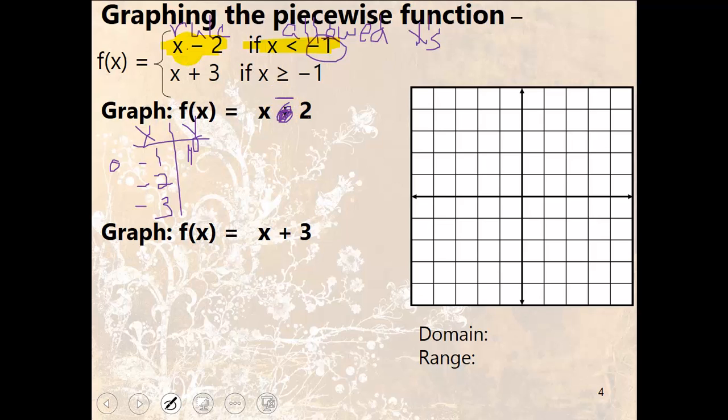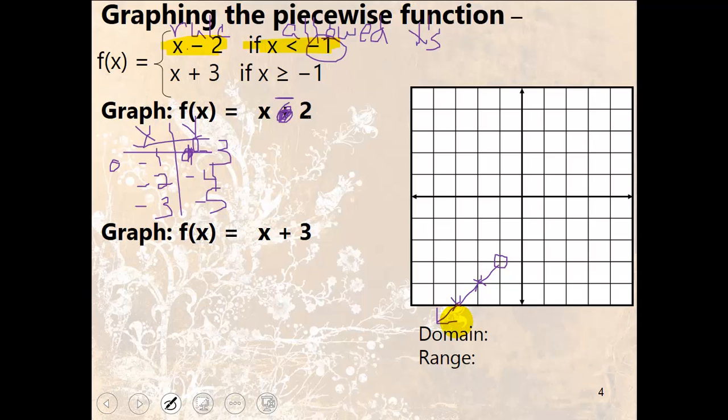So I plug in -1 minus 2 and I get -3. -2 minus 2 is -4. -3 minus 2 is -5. And I'm going to graph it again. So I'm going to go -1, -3, and I'm going to use an open circle. -2, -4. And -3, -5. And there's that part of my graph.